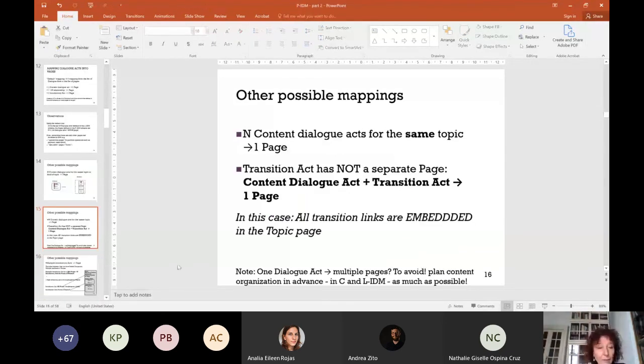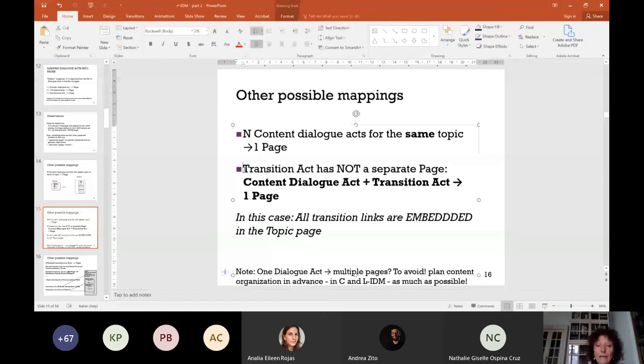Okay, there are other possible mappings. You can put a number of content dialog acts for the same topic. You can also decide that the transition act does not have a separate page. So you say, okay, I have a content dialog act plus a transition act in a page, and all links corresponding to this transition act are embedded in the topic page. And this is an example.